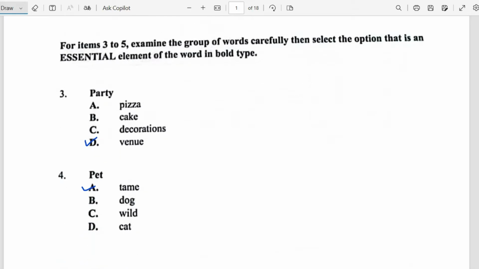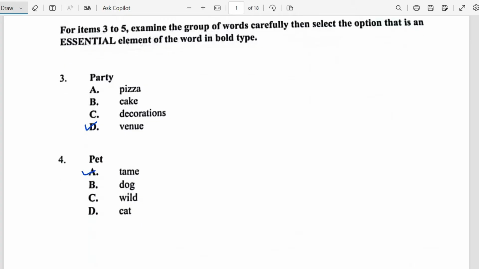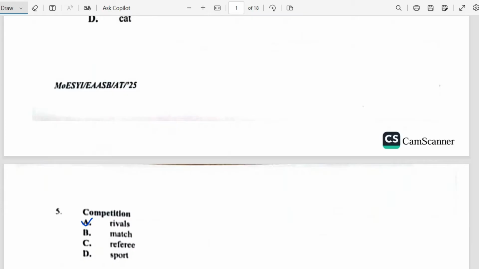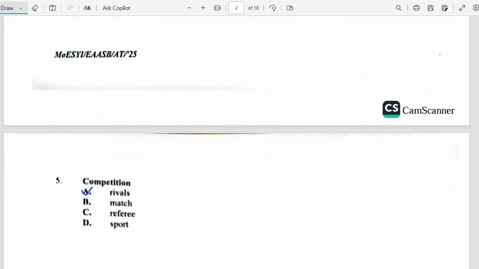The correct answer for pet, which is the word in bold, would be tame, because a pet is a tamed animal. And for competition, it's rivalry, because a competition is a meeting of two rivals, or a rivalry. That's synonymous with competition.